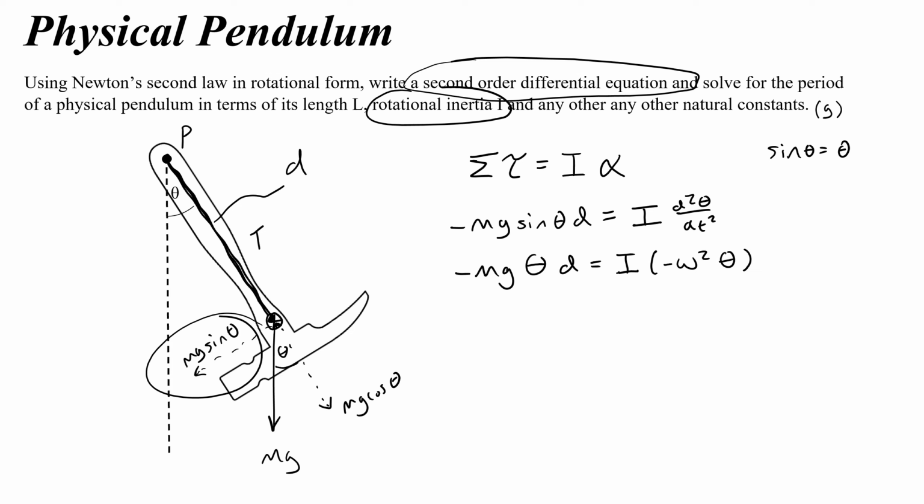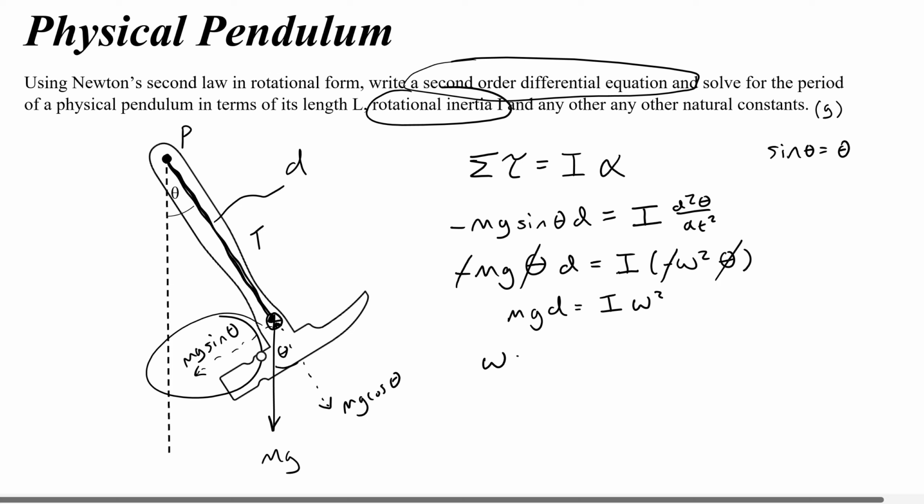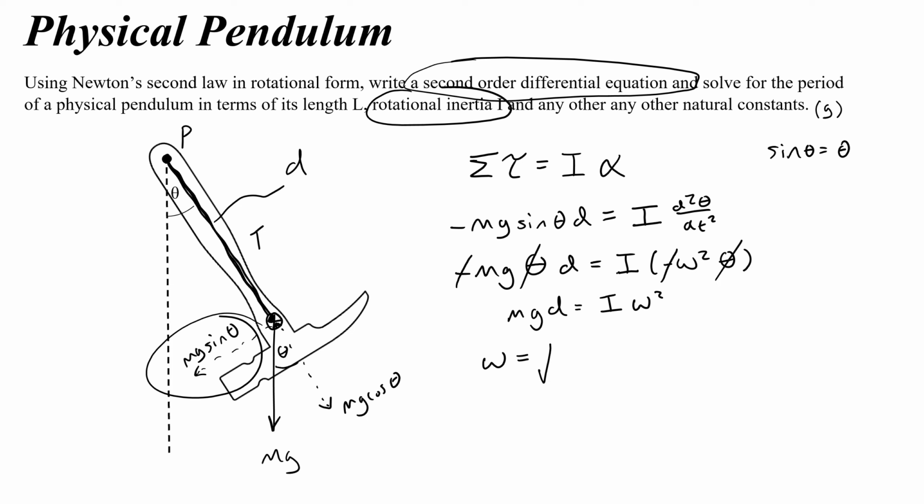A lot of canceling happens. Theta goes away. And there are no more negatives. What I'm left with is mgd equals I omega squared. So when I divide both sides by I and take the square root, I'll get that the angular frequency is equal to the square root of mgd over the moment of inertia I.